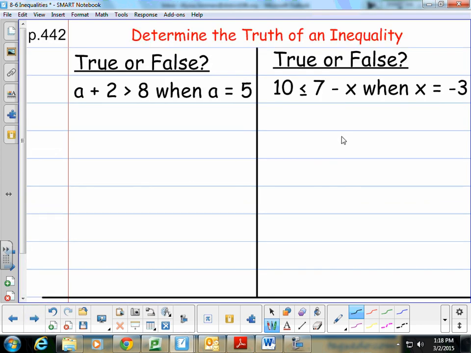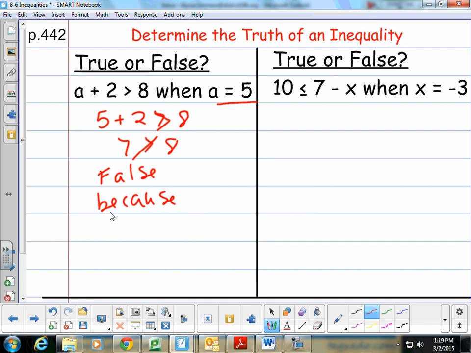So I'm deciding if it's true or false. This is just like solving an expression where you are given a value and you plug it in. So it says a plus 2 should be greater than 8. If you plug in 5 for a, then we get 5 plus 2 should be greater than 8. Well, then we get 7 is greater than 8. Well, that's not true. So this is false because, bear with my writing, 7 is not greater than 8.